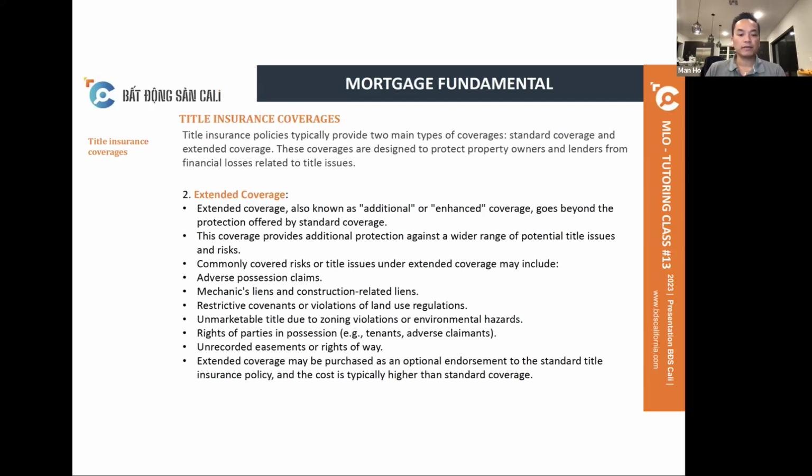Commonly covered risks or title issues under the extended coverage may include adverse possession claims. Okay, somebody just comes out of nowhere and says, I have the right to this property. Maybe because this is a community asset, right? I'm a wife, right? I may be long lost somewhere in the jungle and will come out, right? So that is an adverse possession claim. Mechanic's lien, I just said it: a construction contractor who doesn't get paid puts a lien on it.